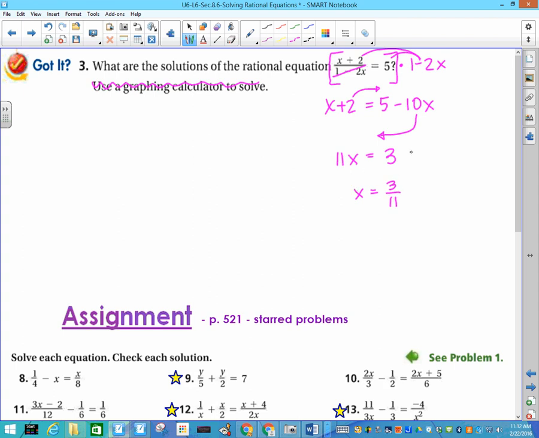Okay? And before I do that, I'm going to check what my restrictions are. My restrictions are just 1 minus 2x cannot be 0. So if you add 2x, you will see that x cannot be 1/2. And that doesn't conflict with our answer that we have, so we have x equals 3/11.